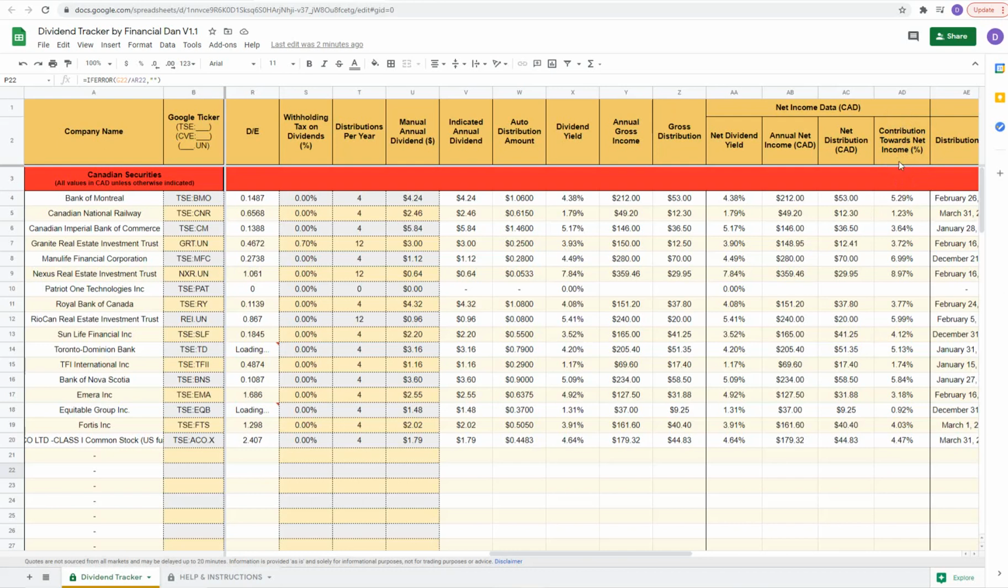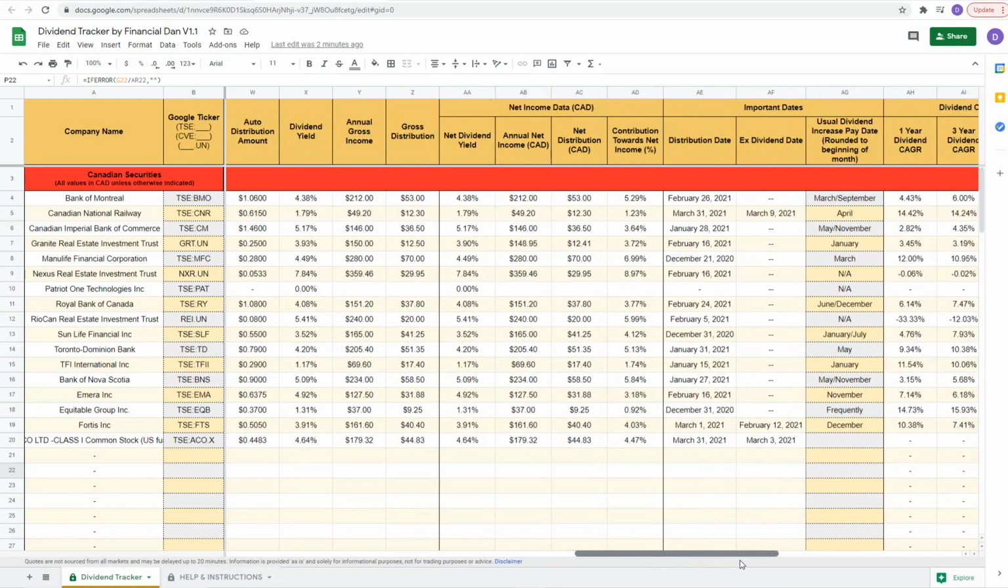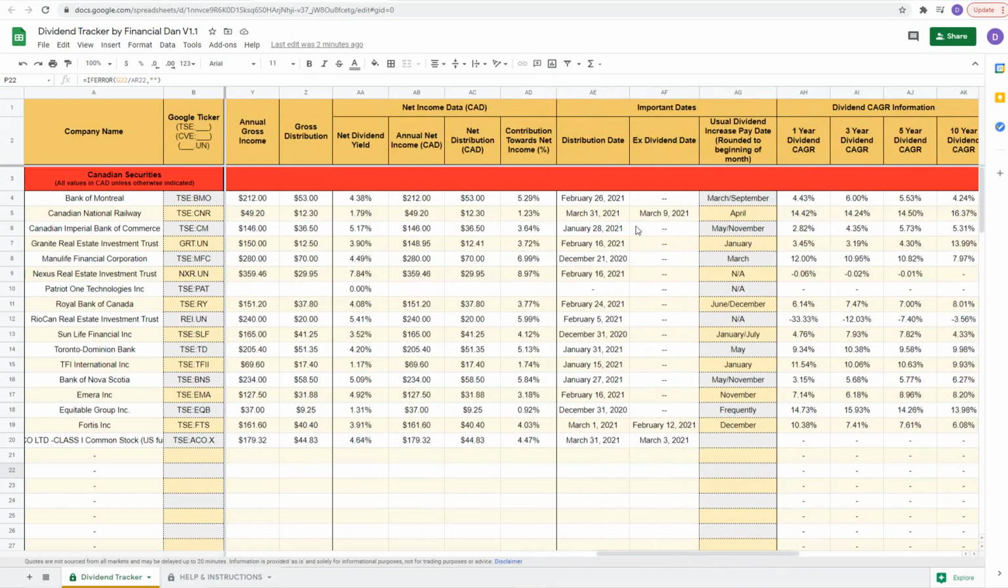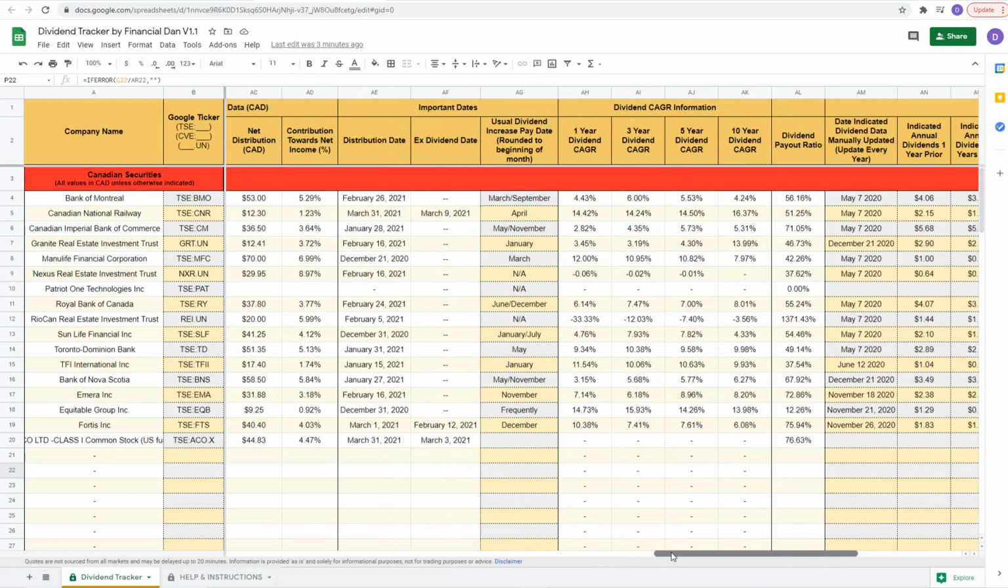Next is your contribution towards net income column, and that just breaks down what each one of your stocks is contributing to your total net income as a percentage. After that, you'll find your upcoming distribution dates, so which days you can expect to be paid, and then your ex-dividend dates as well, and those will automatically populate.